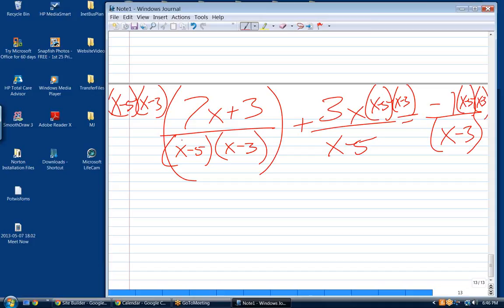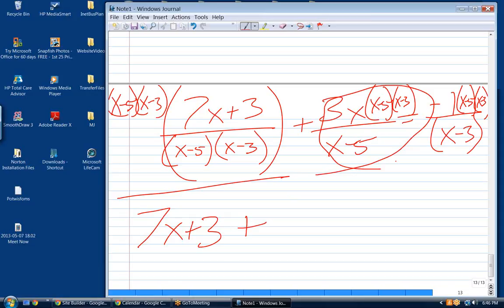Now, what do I have left? What's the left side? What does this whole thing become? Just 7x plus 3. What does this whole thing become? Three x times x minus 3. Okay, so that is 3x squared minus 9x. And the right side becomes what? 1 times x minus 5.